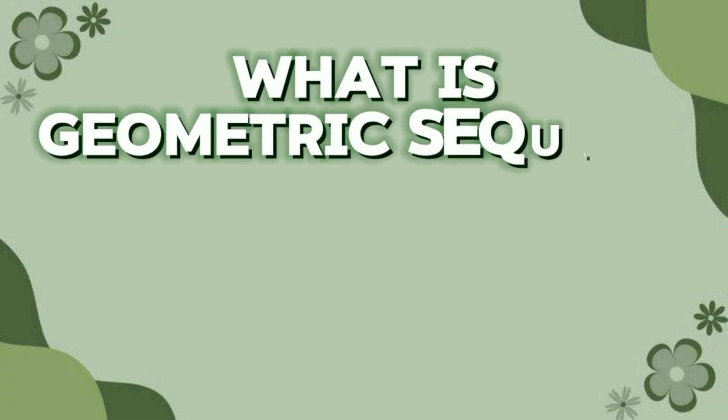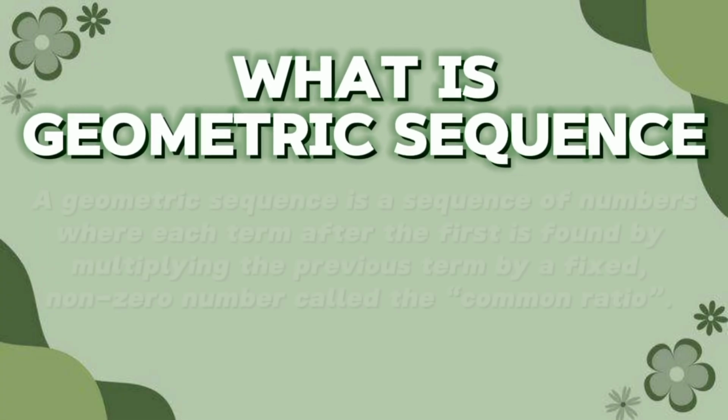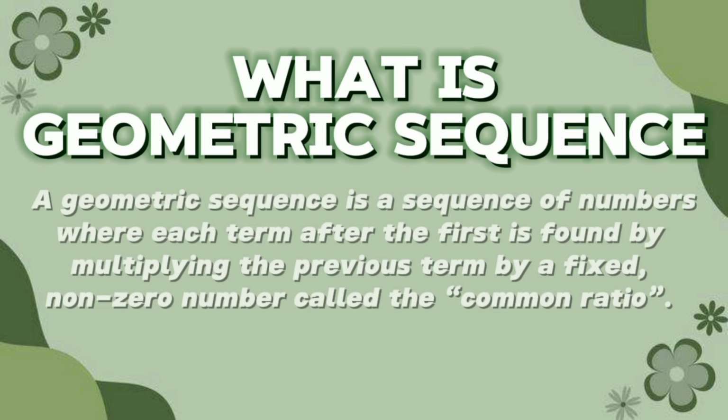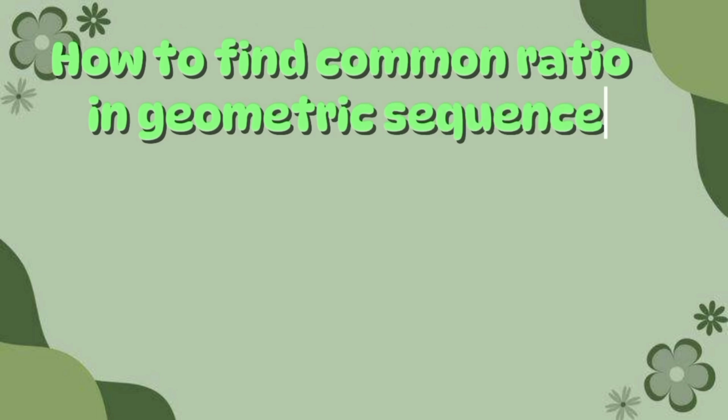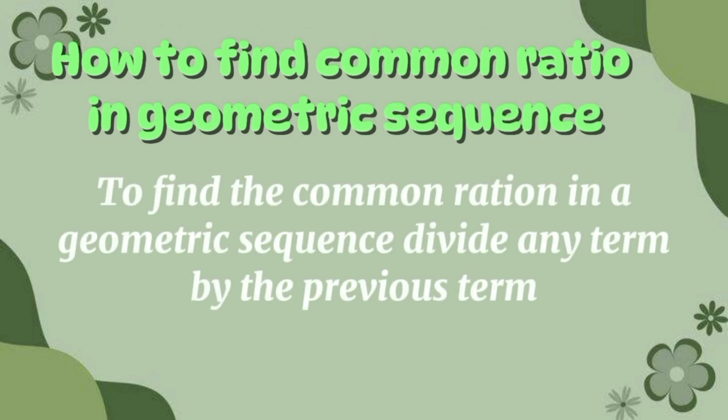What is a geometric sequence? A geometric sequence is a sequence of numbers where each term after the first is found by multiplying the previous term by a fixed non-zero number called the common ratio. How will you find the common ratio in a geometric sequence? To find the common ratio, divide any term by the previous term.